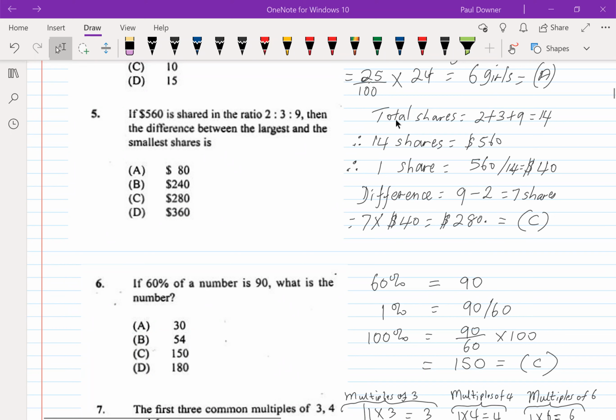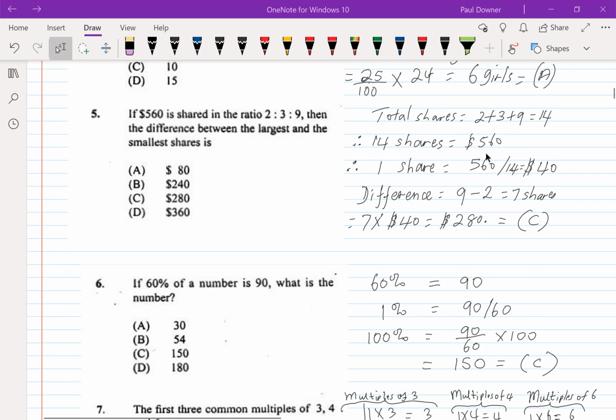Well, let's look at the total number of shares firstly. I'm going to use something called the unitary method. So the total number of shares would be 2, 3, and 9. So let's add them up. And that gives us 14. So the total number of shares would be 14. Now, those 14 shares represent $560. So we're going to use that relationship here.